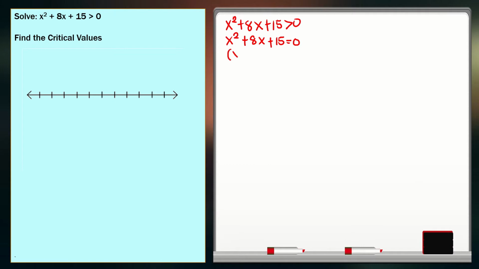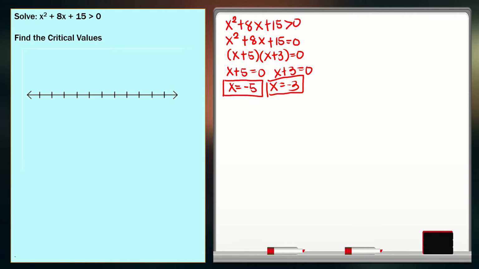So the factored form of this quadratic equation is x plus 5 multiplied by x plus 3 is equal to 0. Then we apply the zero product property. We have x plus 5 is equal to 0 and x plus 3 is equal to 0. Meaning to say, we already have x is equal to negative 5 and x is equal to negative 3. This is now what we call the critical values.